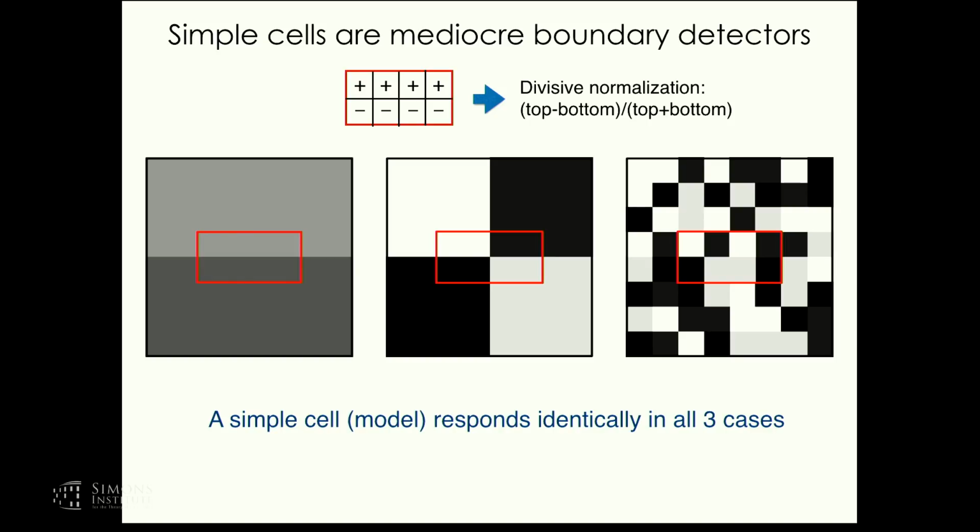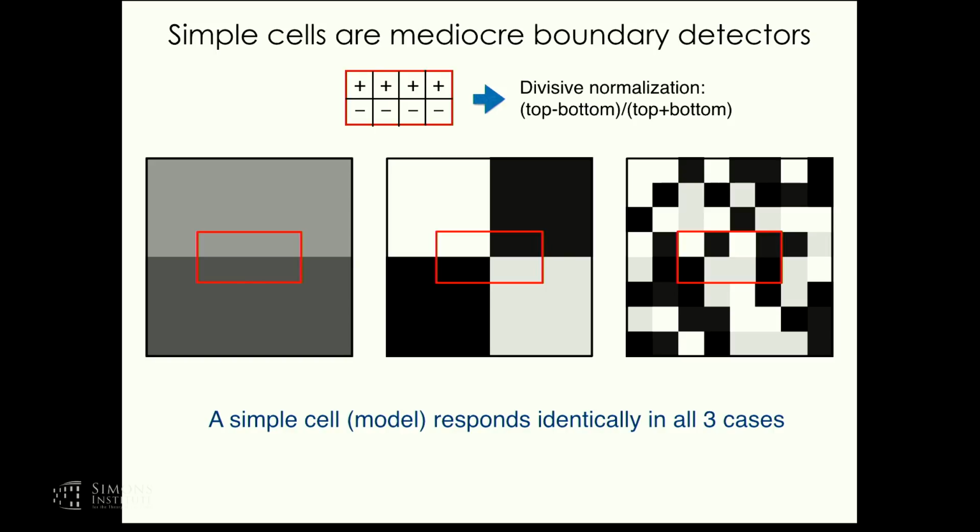Now, the problem with this is that if you applied this operation, this filter and this divisive normalization, to these three pictures, you would get the identical result. And I think you'll agree, this is really a high probability contour, and then who knows what this even is. And this doesn't look like a contour at all, and yet they yield the same response in a simple cell model. So a simple cell is not a good discriminator of shape. And this is frustrating because that's what it's supposed to be doing.